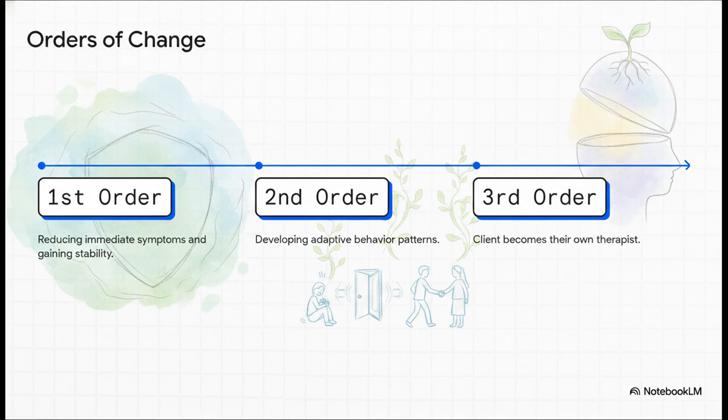As those interventions are applied, the therapy naturally progresses through 3 specific orders of change. First order change is really all about stability, just reducing those immediate pressing symptoms. Then, second order change goes a lot deeper, helping the client develop entirely new adaptive behavior patterns. And finally, third order change. This is the ultimate goal, folks. The client basically becomes their own therapist. They become capable of independently navigating their own emotional terrain long after the sessions officially end.